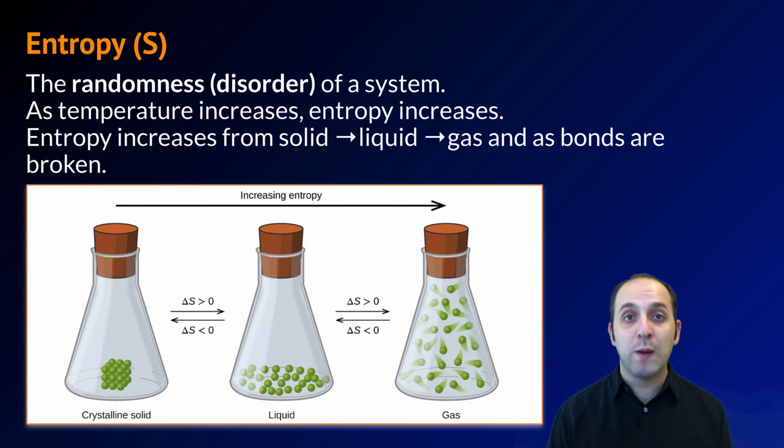And similarly, as we break bonds and make things that have fewer bonds that hold them together, our entropy is increasing. So here you can see we've got the three different phases of matter, and you can see that the entropy increases as we go from solid to liquid to gas. Does this make sense? If it doesn't, write down any questions you have before we move on.